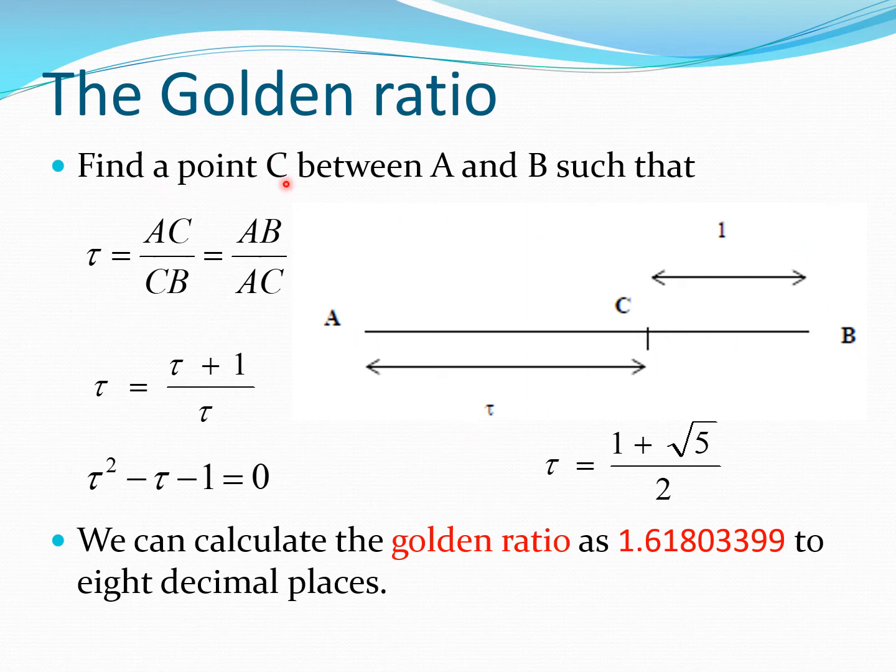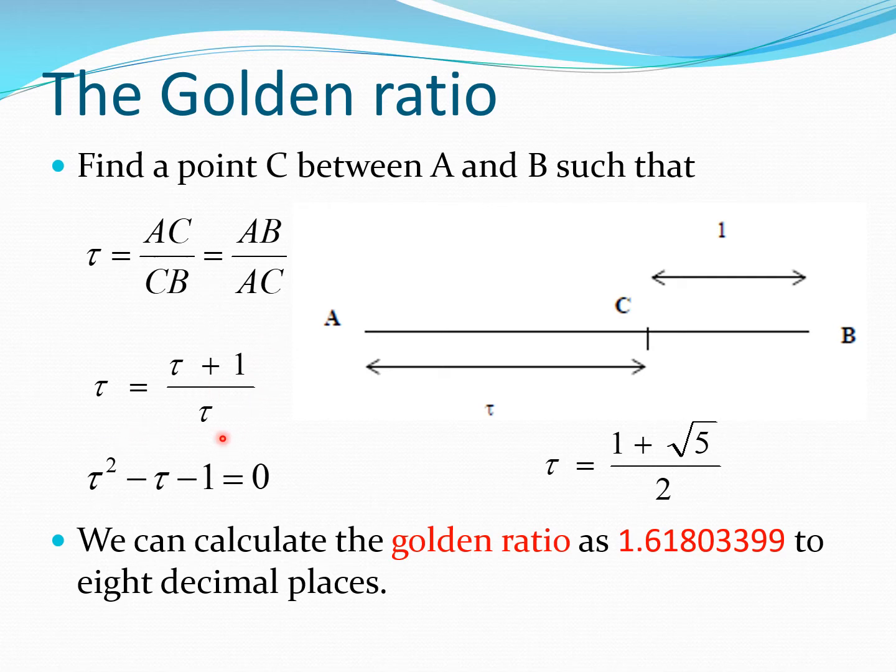So with this particular definition that there is a line segment AB, AC is tau and CB is 1, let's find this point C between A and B such that tau is AC by CB, and you can see from this line segment that tau would be AC, which is tau, divided by CB, which is 1, so tau by 1. And this is also equal to AB by AC, because AB would be tau plus 1 and AC would be tau. So if there is a point like this C which satisfies this particular ratio, then we can write this equation out. So essentially this part is tau and this part is (tau plus 1) by tau.